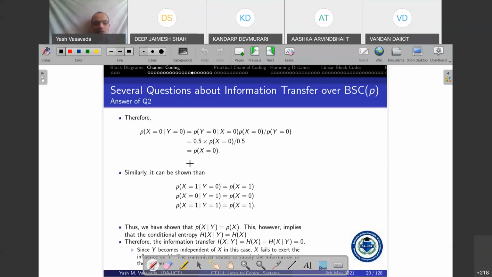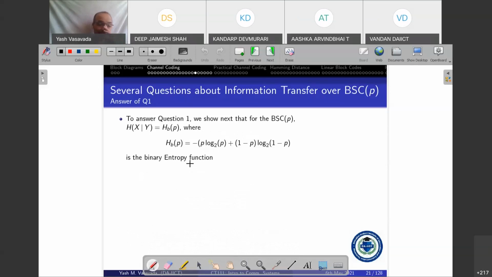Okay, good. So at least intuitively, logically, p equal to 0.5 appears to be the right answer for question 2. What about question 1? Well, again, I'm going to give the answer first and then go to the derivation. So it turns out that for BSC P, for any value of P, the conditional entropy is given as this binary entropy function, which you are familiar with. By the way, there is a missing bracket here.